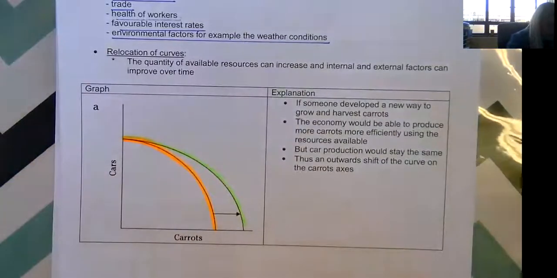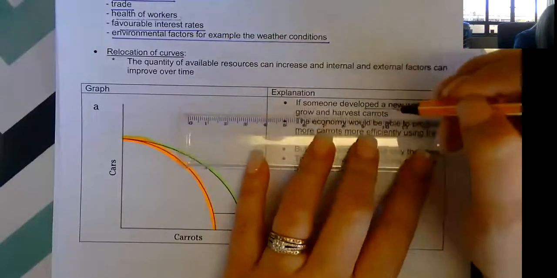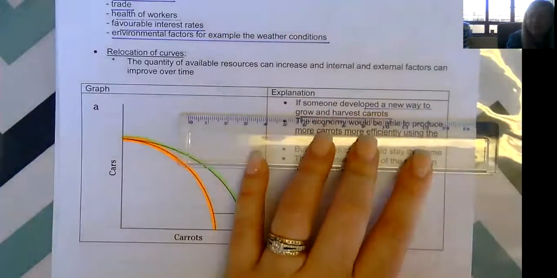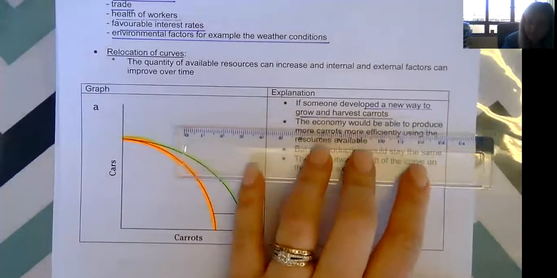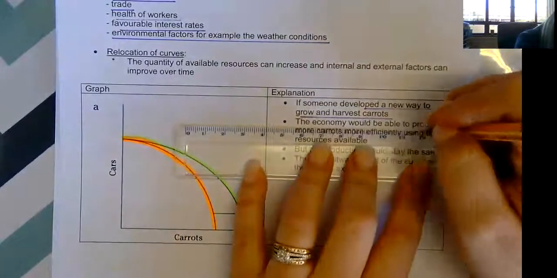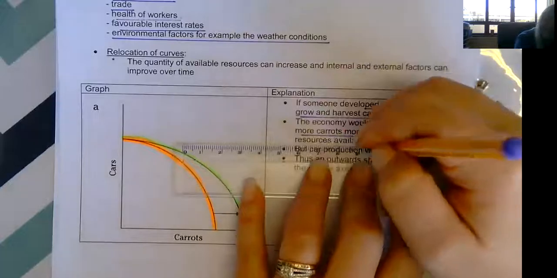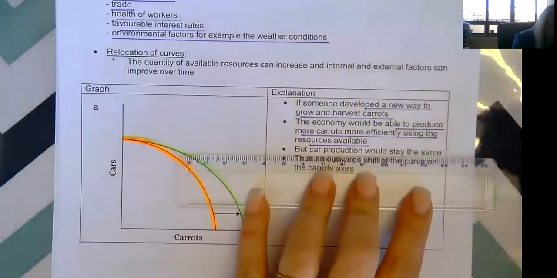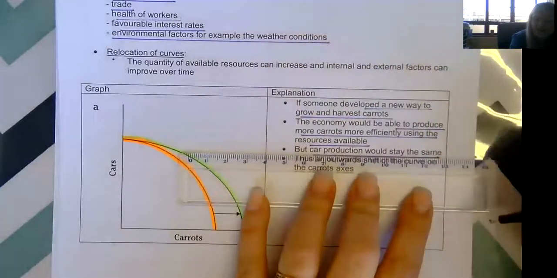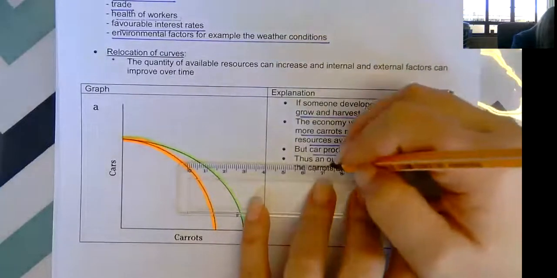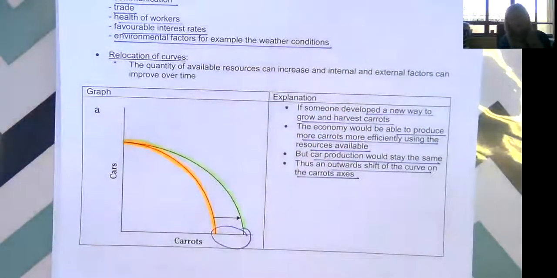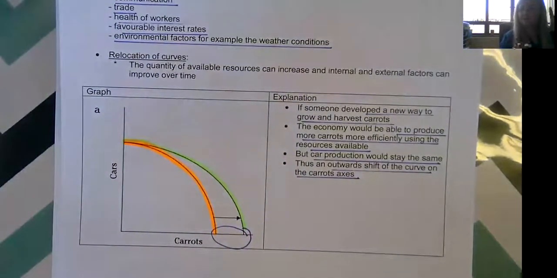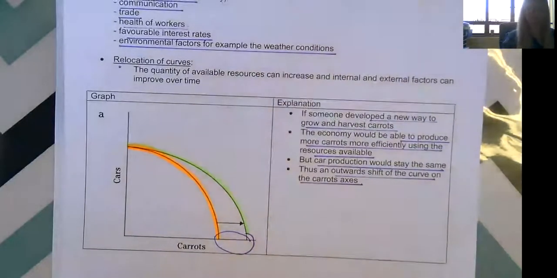So let's have a look at it. If someone developed a new way to grow and harvest carrots, so there's an improvement in production techniques, an improved way to grow carrots, the economy would be able to produce more carrots efficiently with the same resources available. But car production has not increased. It stayed the same. Thus, there will only be an outward shift on the carrots axis, on this axis. Okay, so cars stayed the same. New production technique for carrots, that means carrots can move outward to the right.